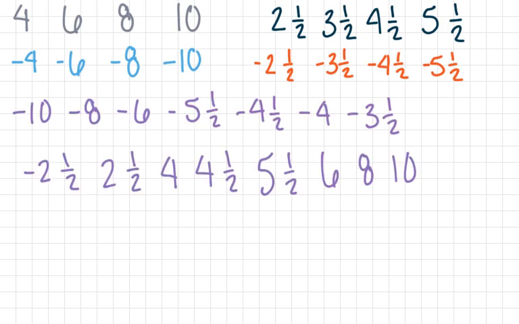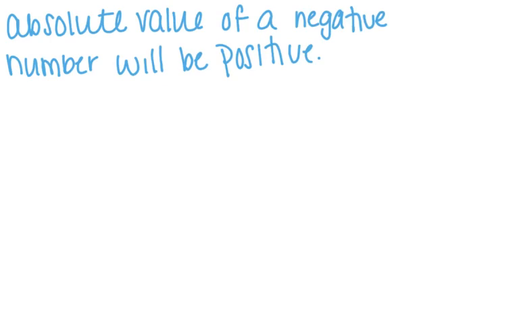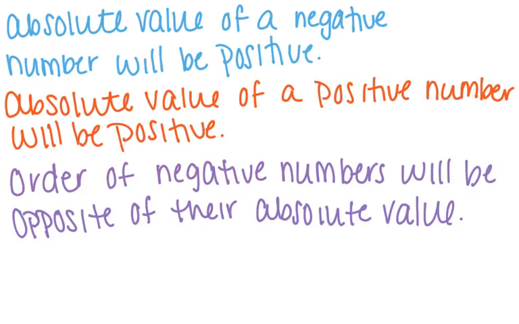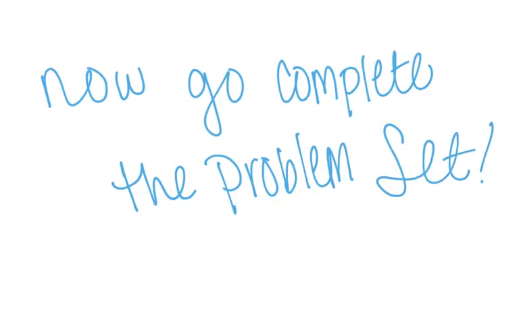Negative 10, negative 8, negative 6, negative 5.5, negative 4.5, negative 4, negative 3.5, negative 2.5, 2.5, 4, 4.5, 5.5, 6, 8, and 10. In conclusion, the absolute value of a negative number will be positive. The absolute value of a positive number will be positive. And the order of negative numbers will be opposite of their absolute value. Now, go complete the problem set.